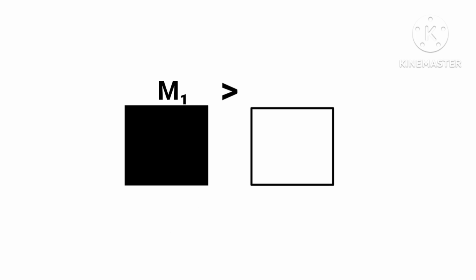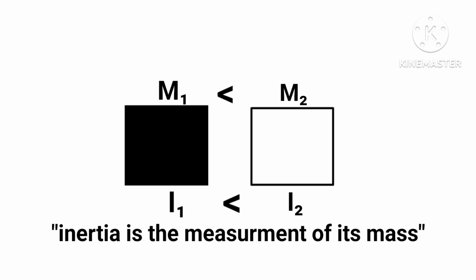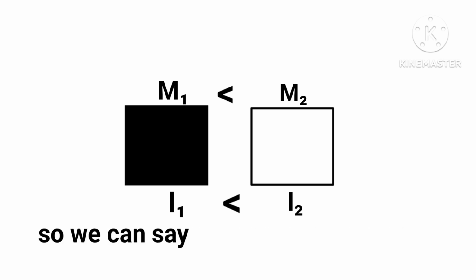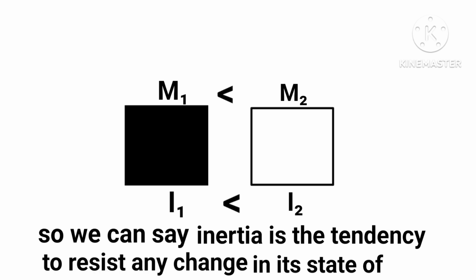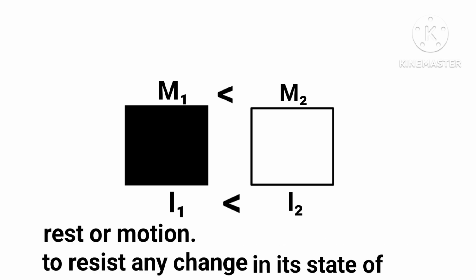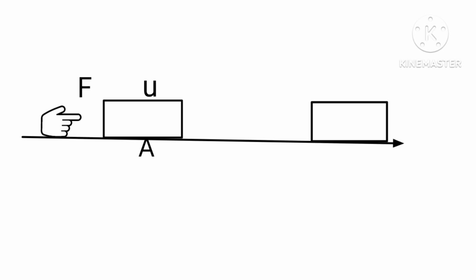Clearly, the heavier the body, the larger is its inertia, and the lighter the body, the smaller is its inertia. That means inertia is the measurement of its mass. So we can say inertia is the tendency to resist any change in its state of rest or motion. When we apply an unbalanced force onto a body, a change in velocity with time takes place. That means acceleration is produced. The larger the force, the larger the acceleration.